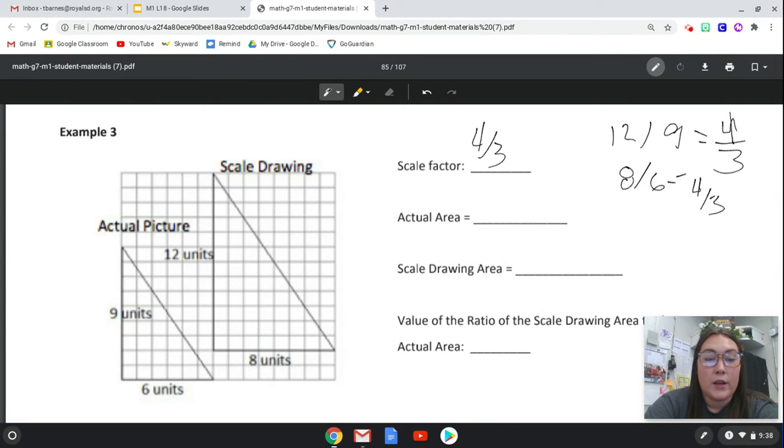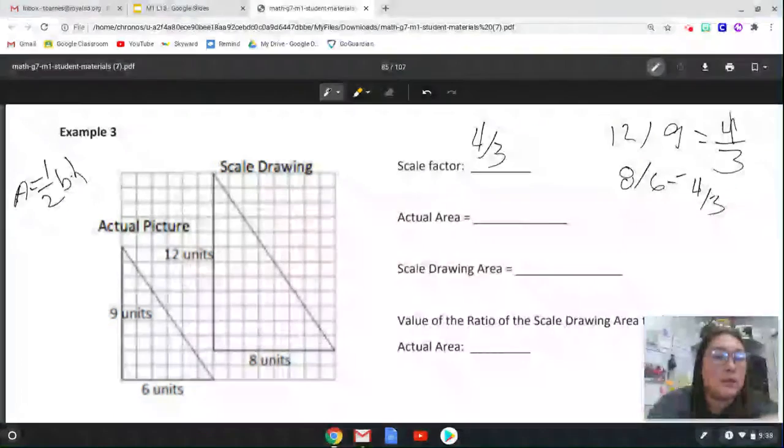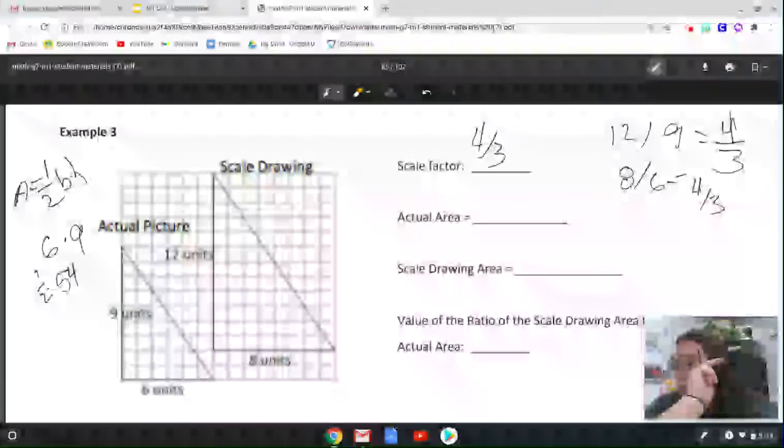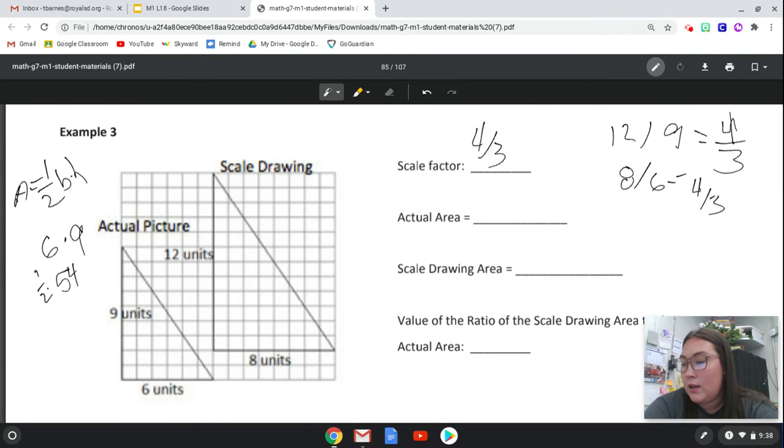All right, now my area, well, area of a triangle is area equals 1/2 base times height. All right, so my base is 6, my height is 9, so 54, and then 1/2 of that, which is going to be what, guys? What is that going to be? That is 27. So my actual area is 27.